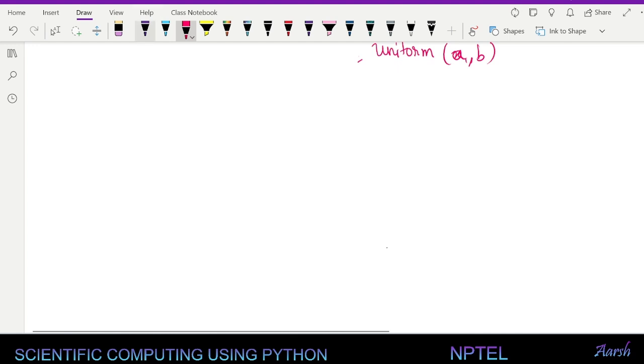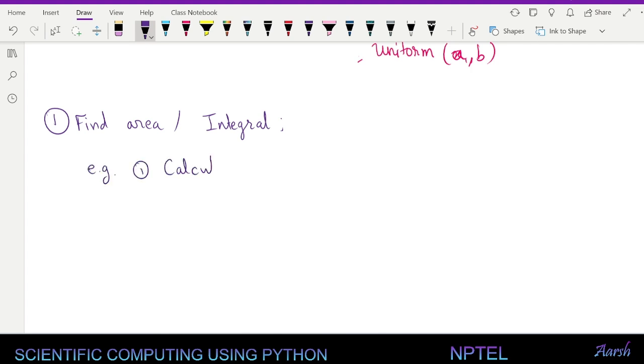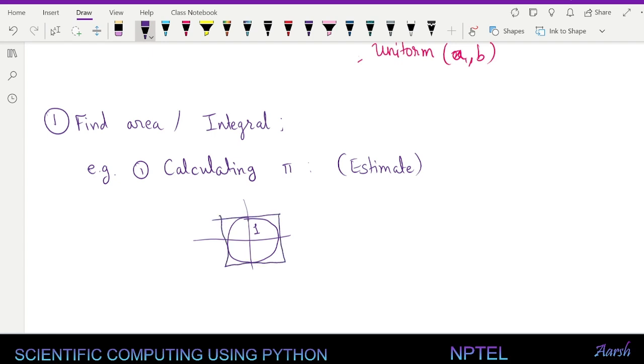Okay, so why do we do that? You can do multiple things. One is find area, or in other words, an integral. So the first example is estimating pi. You create a circle of some radius, say a unit circle. The radius is 1, and then create a square box around it. The area of the circle is pi times 1 squared, so just pi. The area of the square is L times L. This length is 2, so it will be 4.